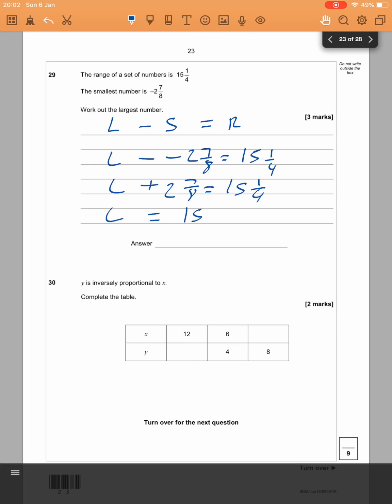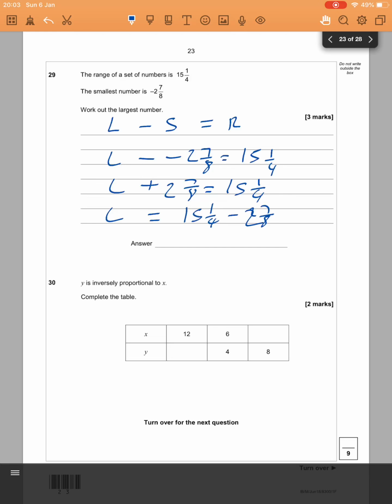So we get 15 and 1/4, take away 2 7/8. And then you've got to work out that fraction. That's a little bit tricky, but we are getting towards the end of the paper. That doesn't mean there's nothing left that we're able to answer.